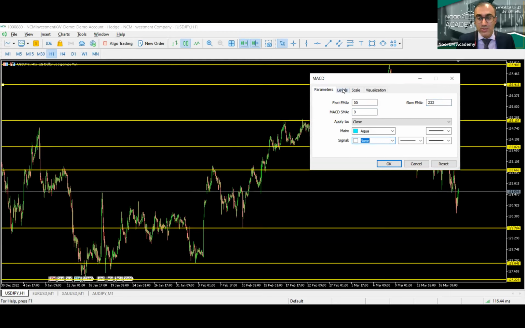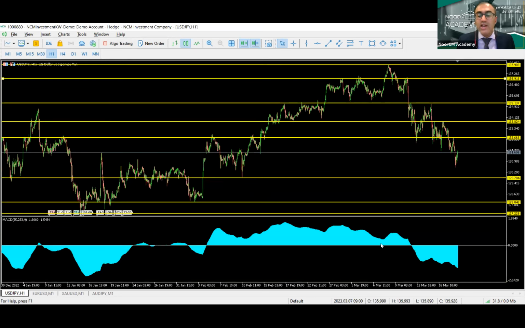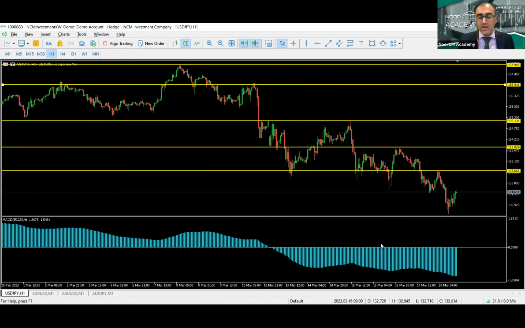Step number 2, you go to levels and hit the add button. When you hit the add button, the 0 line is going to come. I'm going to hit the OK button. Just grab an idea. This is how a MACD is used, or this is how it looks on your chart.